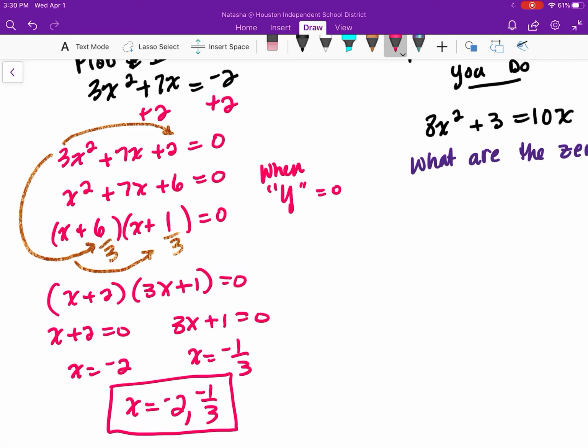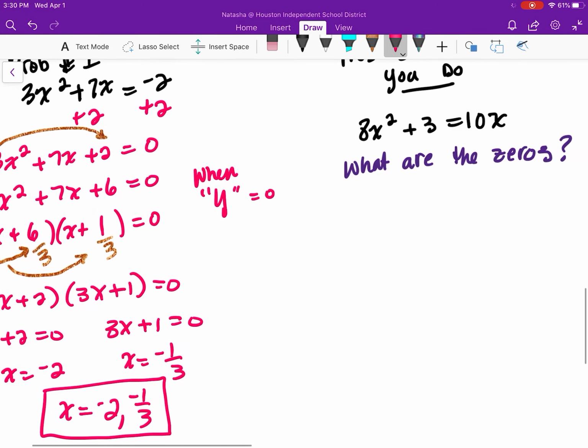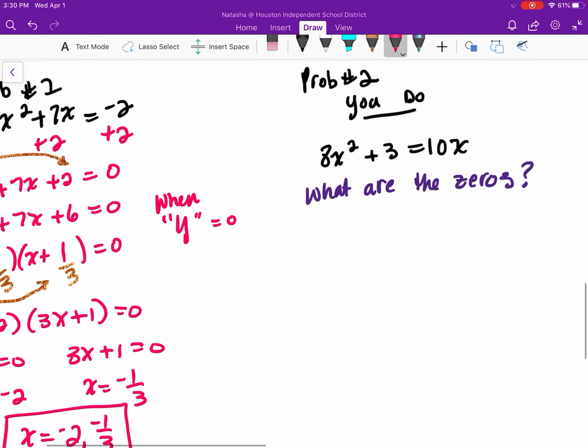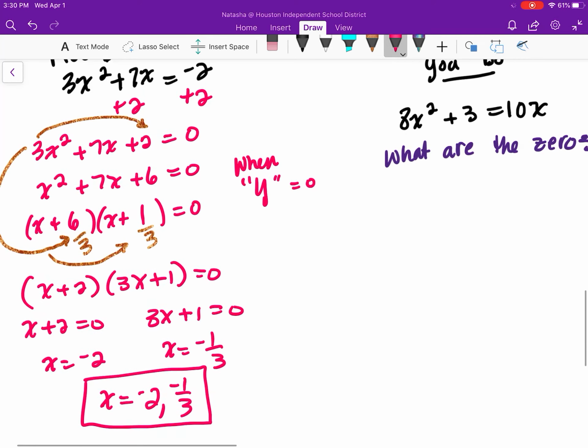And it's important also to note that your zeros do not have to be whole numbers. They can be a fraction like this when we find our zeros. All right, you can go ahead and do problem number 2, and tell me what the zeros are.